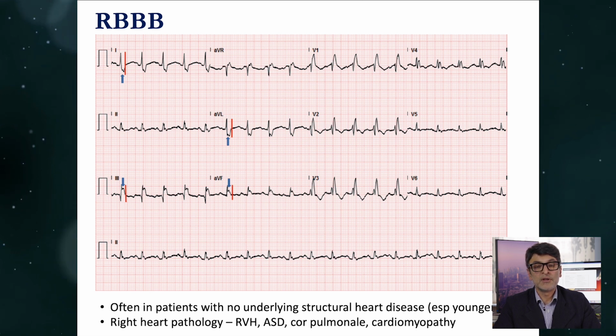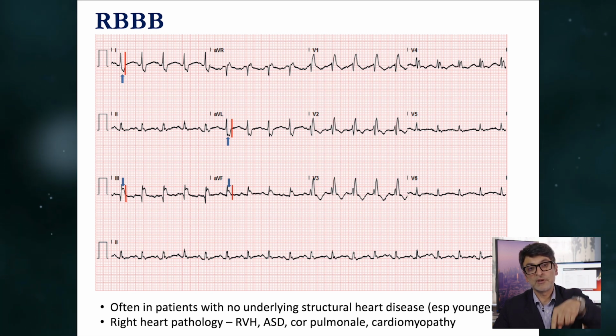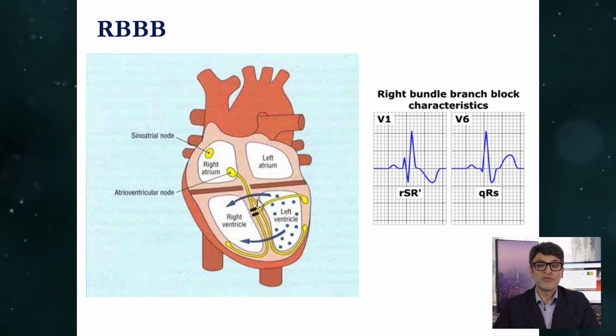You get what we call an RSR pattern, where you get an initial upstroke, a downstroke, which is your S wave, then a big upstroke, which is your R wave, an RSR pattern. But the key take-home message is that the QRS duration should be pointing upwards. And this is what we see.